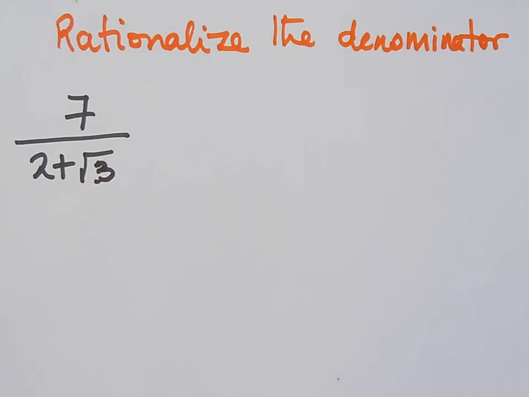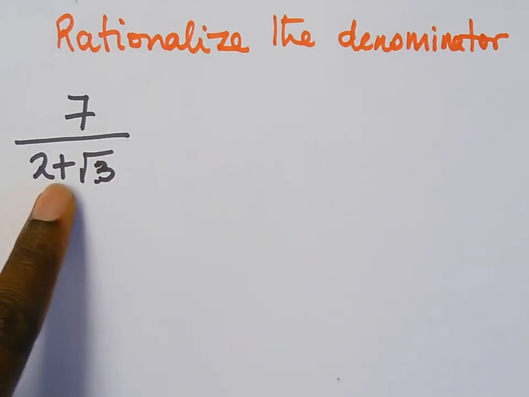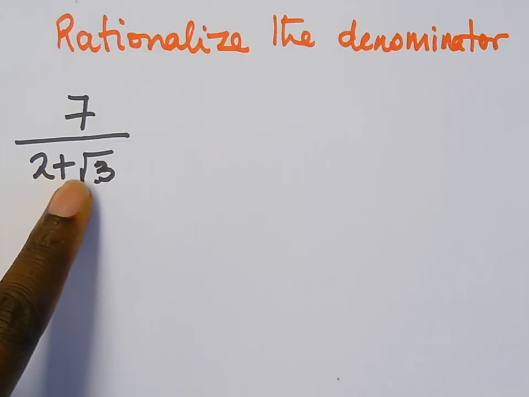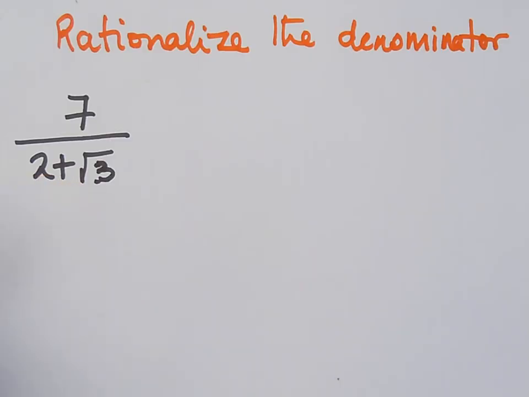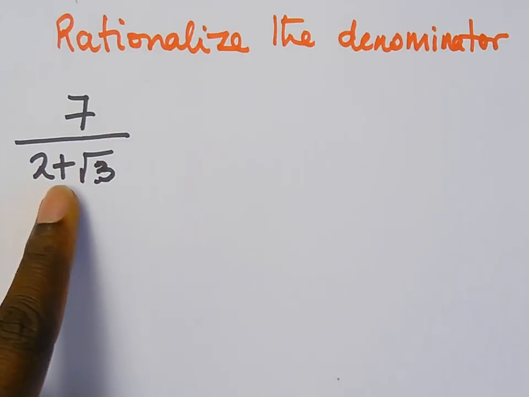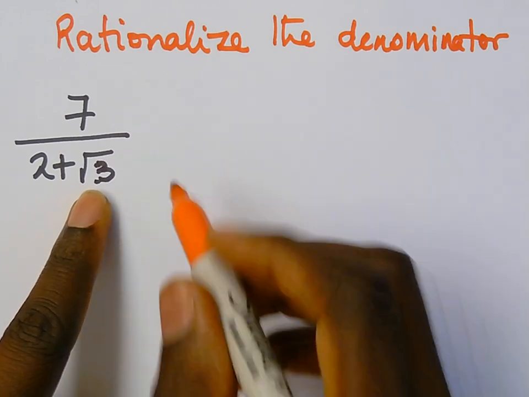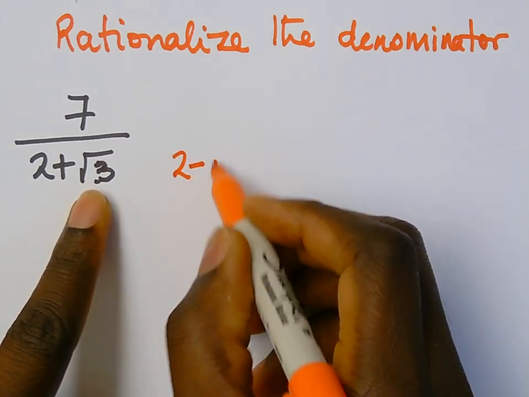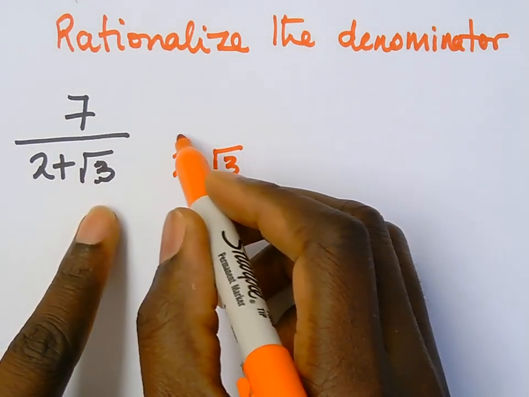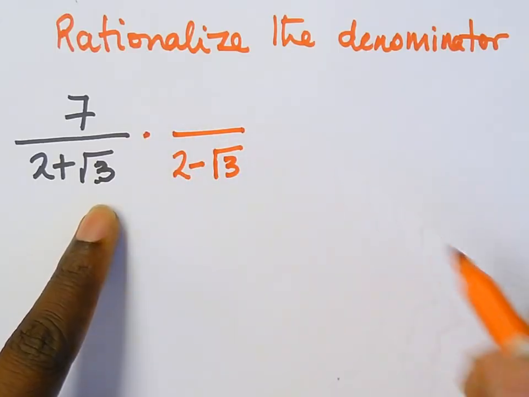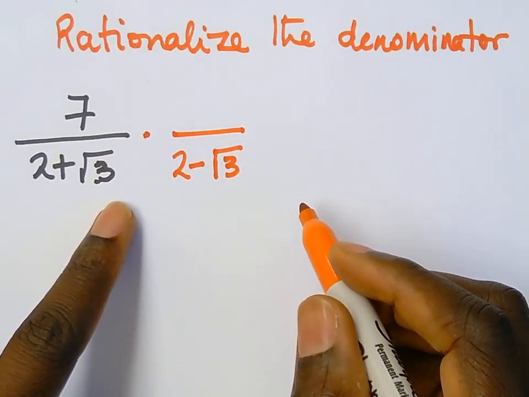So what we want to do is to multiply this binomial, the 2 plus radical 3, by its conjugate. So the conjugate of 2 plus radical 3 becomes 2 minus radical 3. If you remember this from unit 4, we talked about the conjugate of imaginary numbers.